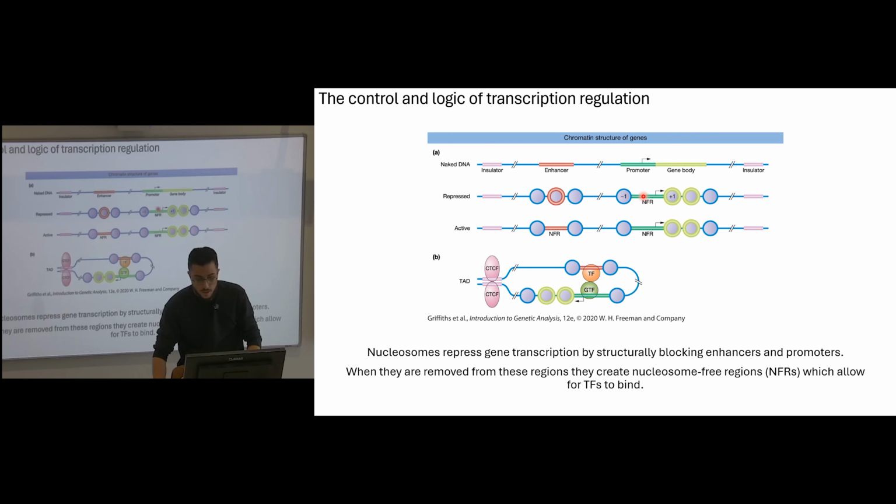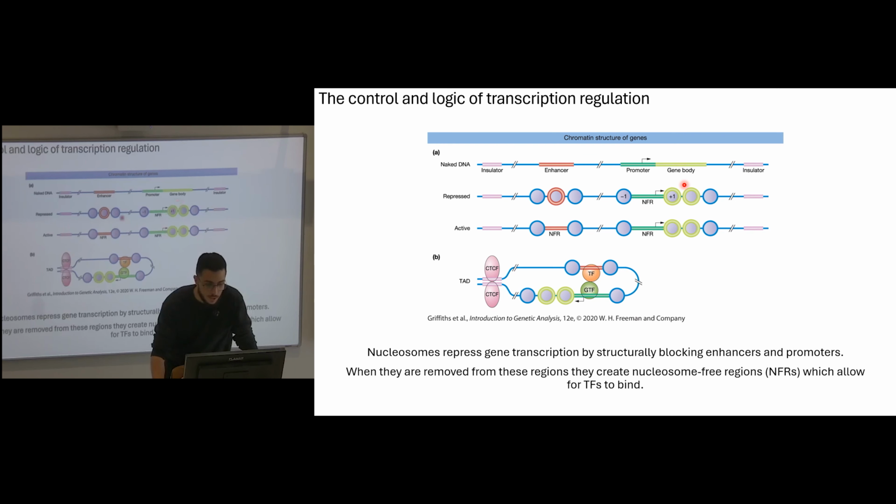Now, in the case of the promoter here, you can see that there's this NFR region, nucleosome-free region. And because it's free, then RNA polymerase can come and bind here. But then what happens is that you have more nucleosomes on the gene itself, and so the gene will not be really made.